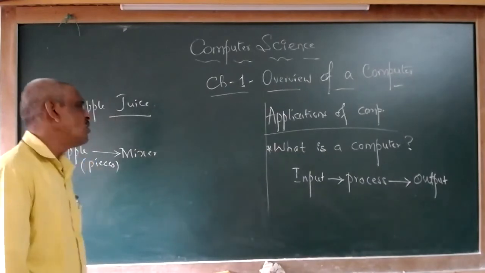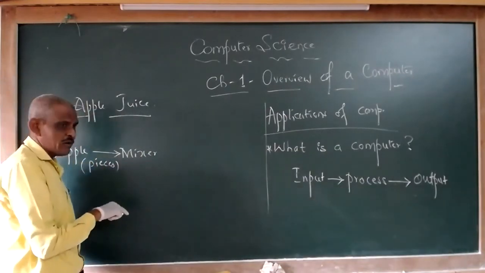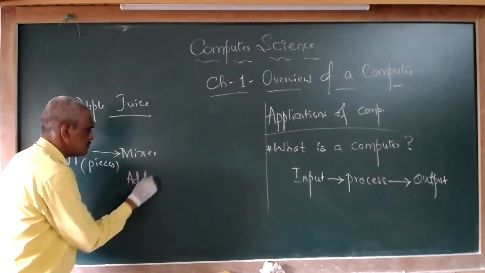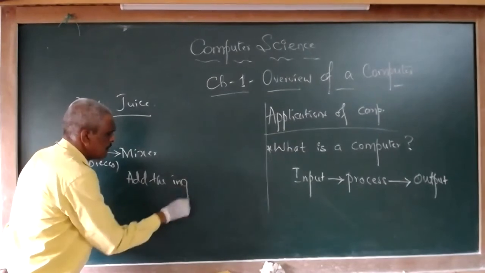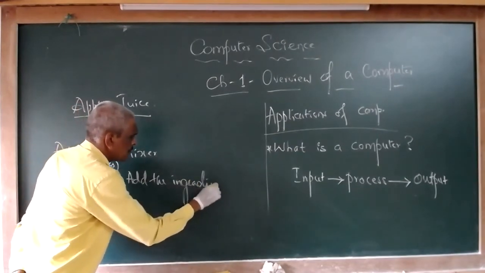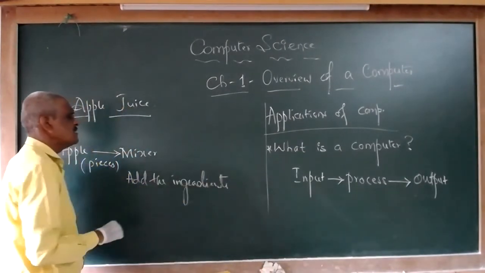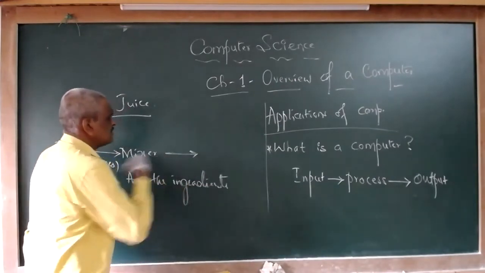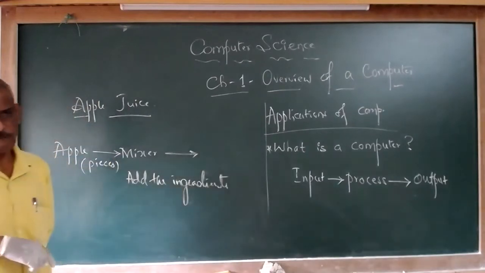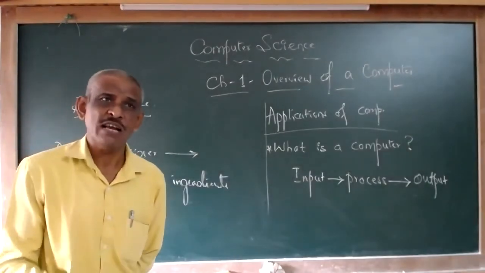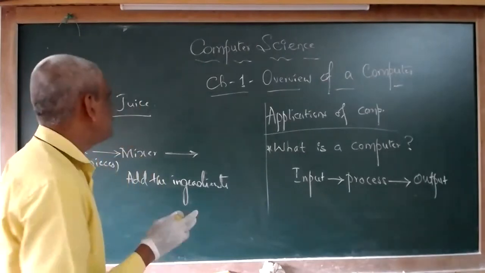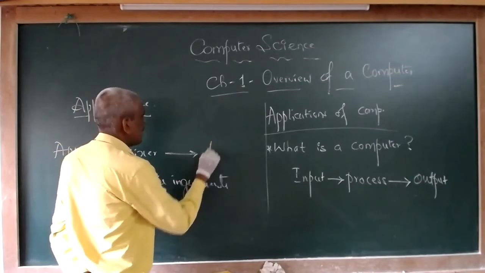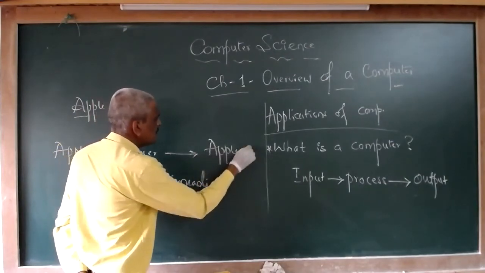Then, what are the ingredients you want for your taste? You can add the ingredients required according to your taste. Right? After that, switch on the mixer. Then the mixer does its work, that is mixing work. Once the task is completed, then what you get is apple juice.